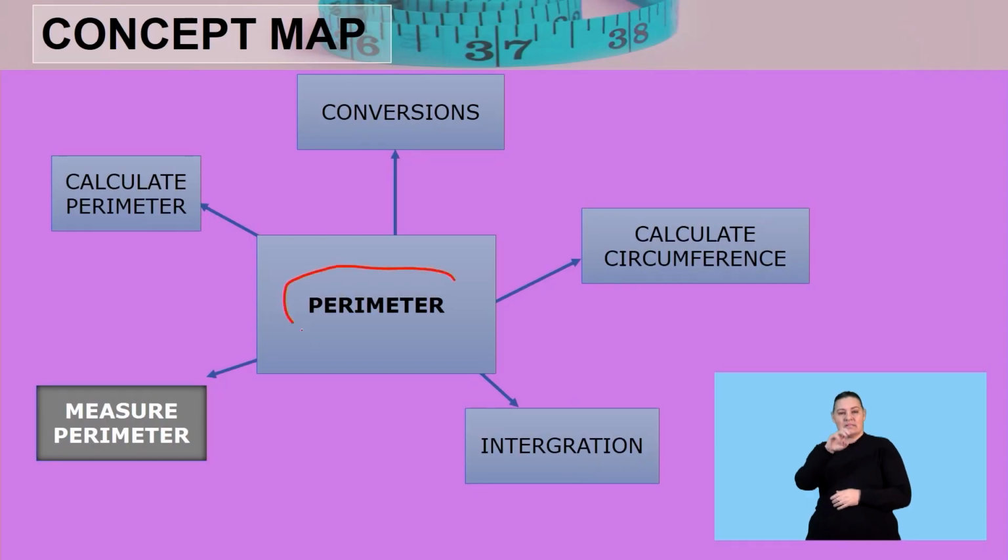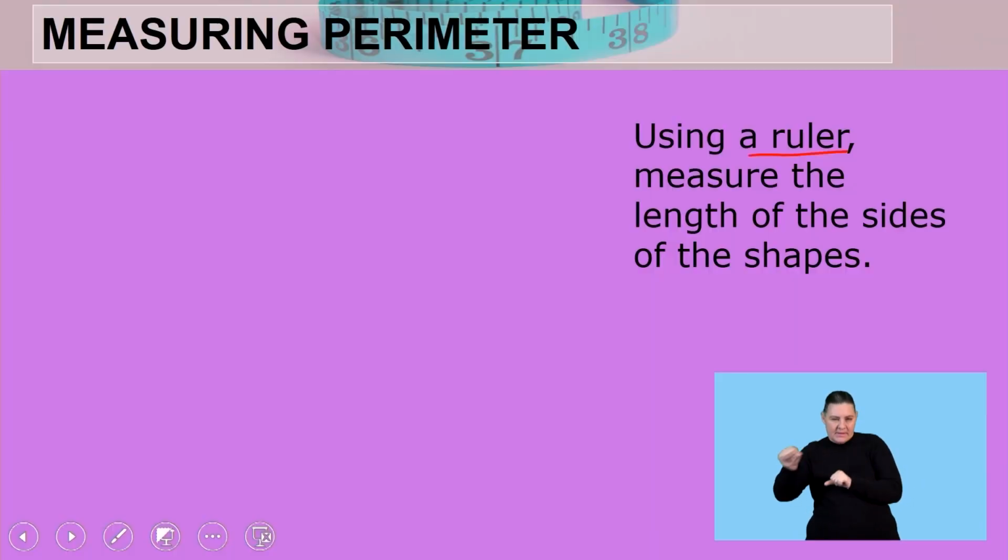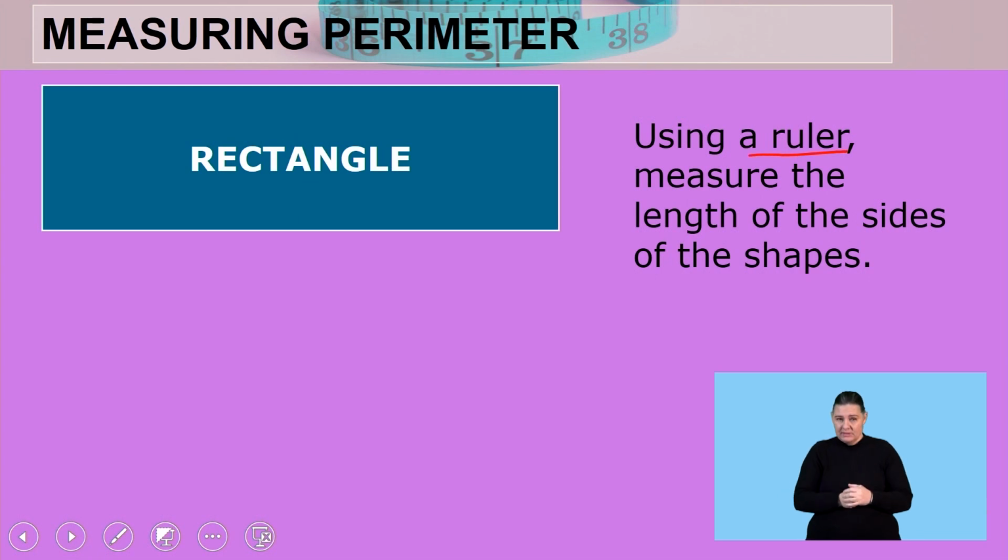So, we're looking at perimeter again, and I now move on to measuring perimeter. In this situation, we're using a ruler to measure the length of the sides of the shape. Now, the only time you use a ruler is if we ask you to. Usually, this is done just to get the idea of how the shape looks, but we will move on to where we actually calculate perimeter, and in those situations, we don't measure it with our rulers. So let's see what we need to do here.